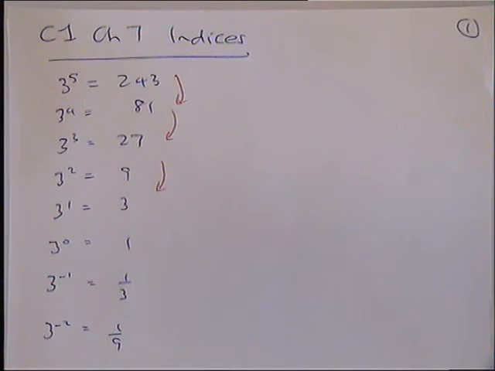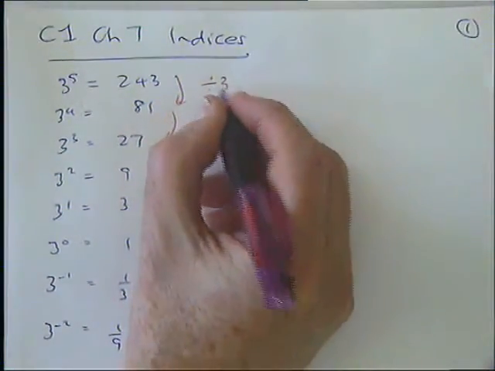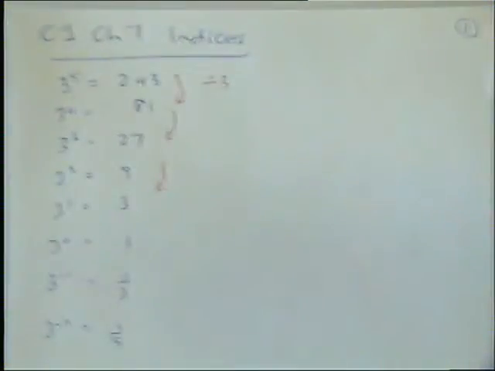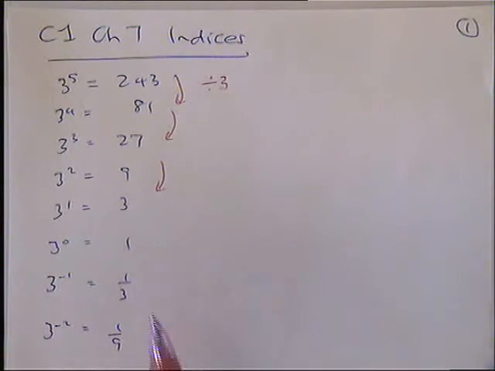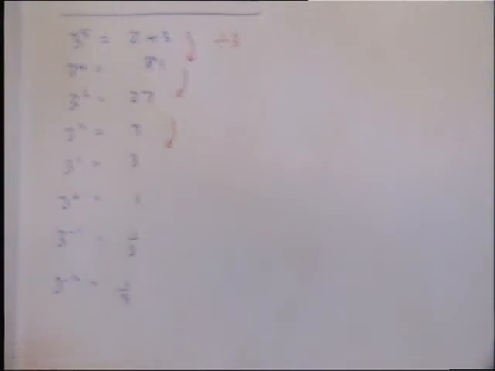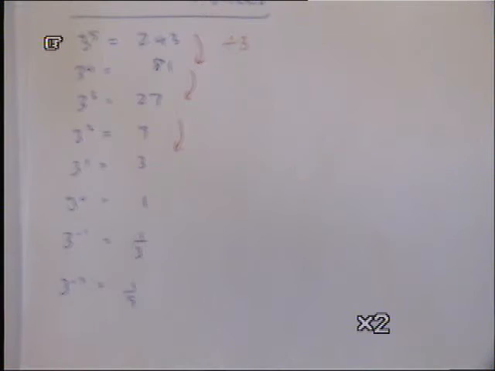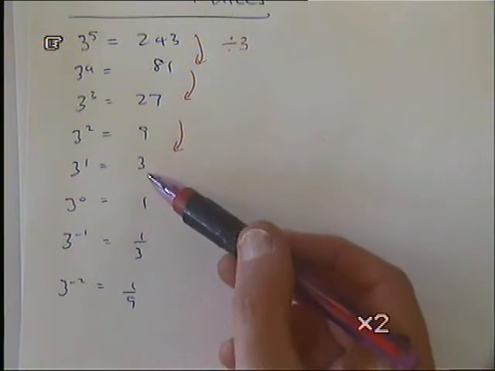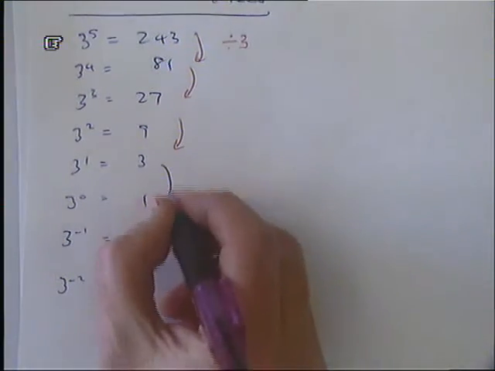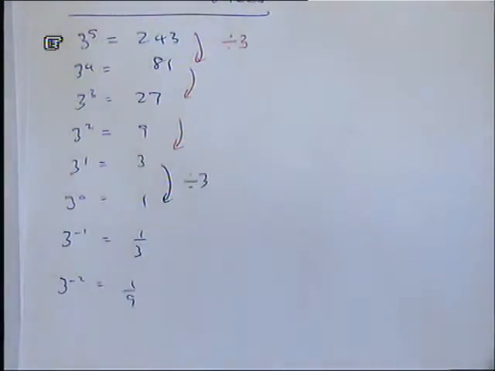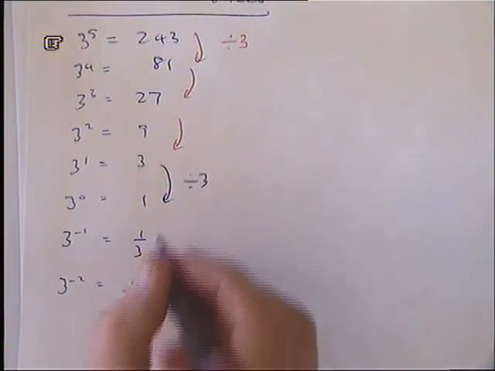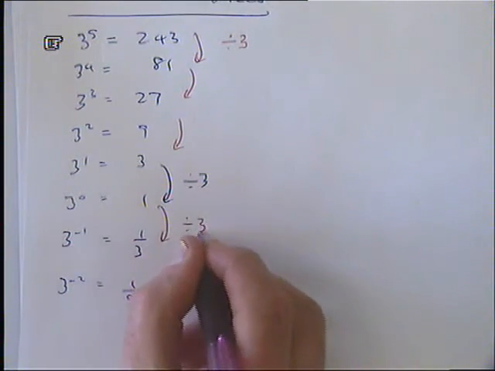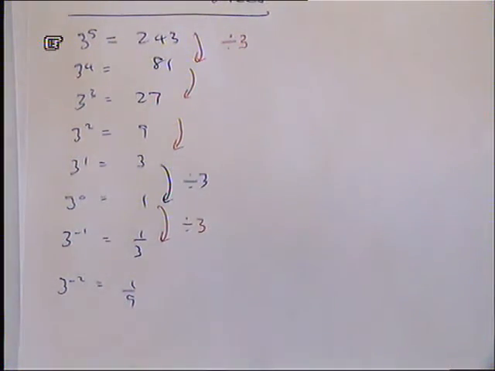Be more precise. Somebody over there said it. Divided by 3. Yeah, we're dividing by 3 as you go down the powers. If you go up the powers, you're timesing by 3. That is why 3 to the power of 0 is 1, because you just divide 3 by 3. So to get from there to there, you divide by 3. And the same with the negatives, you just divide by 3 each time.